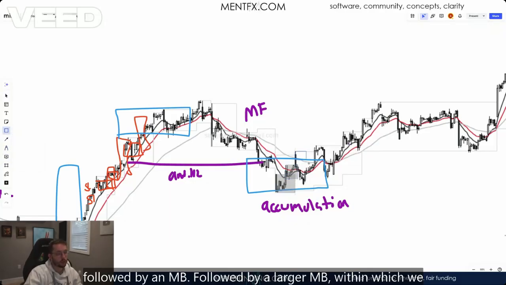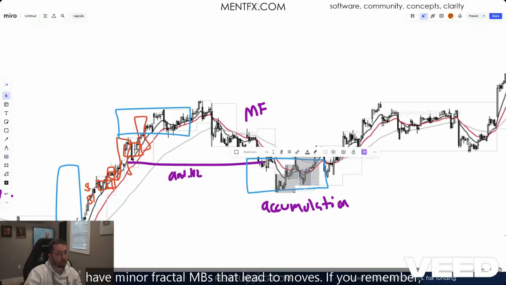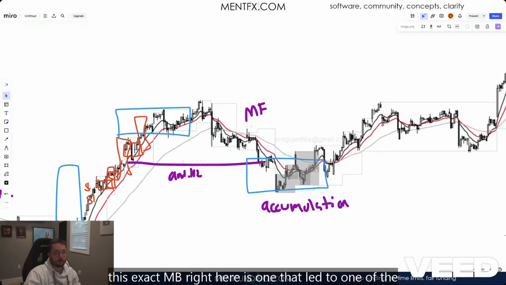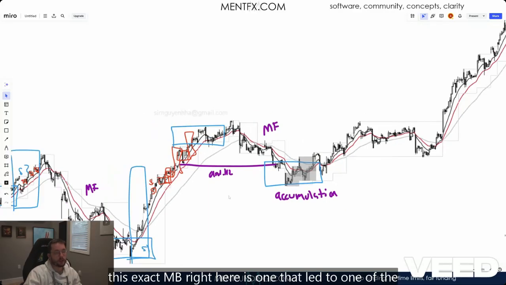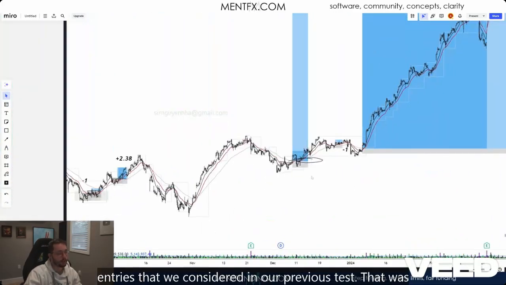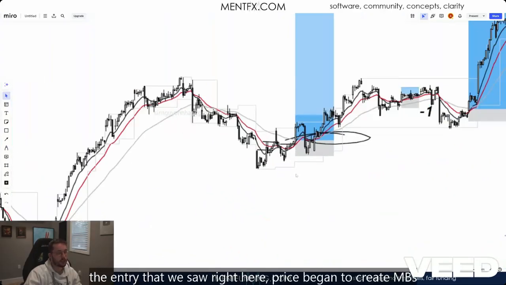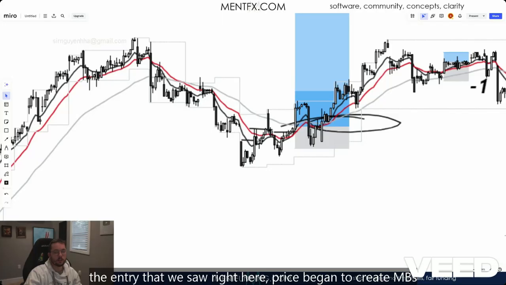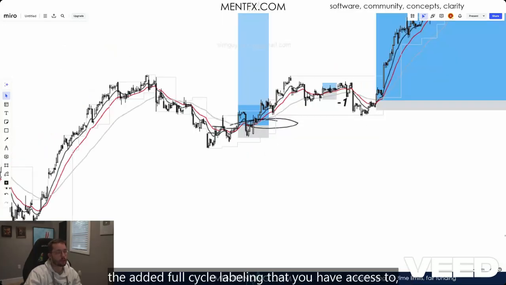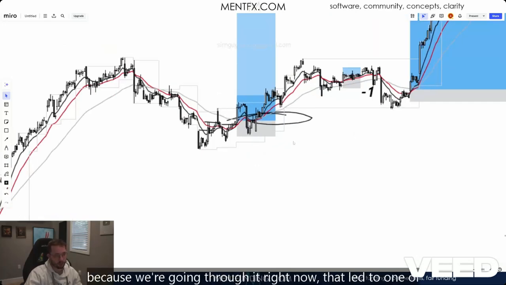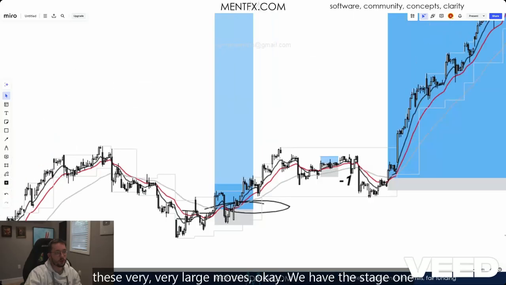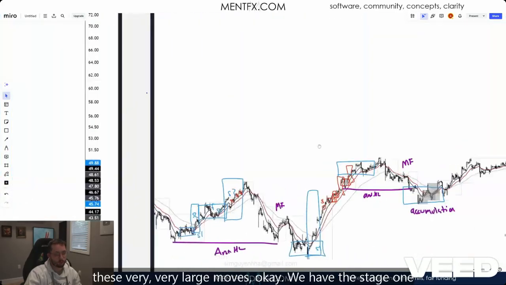Followed by a larger MB, within which we have minor fractal MBs that lead to moves. If you remember, this exact MB right here is one that led to one of the entries that we considered in our previous test. That was the entry that we saw right here. Price began to create MBs to the top side within that overall stage one, and now with the added full cycle labeling that you have access to because we're going through it right now, that led to one of these very, very large moves, okay?